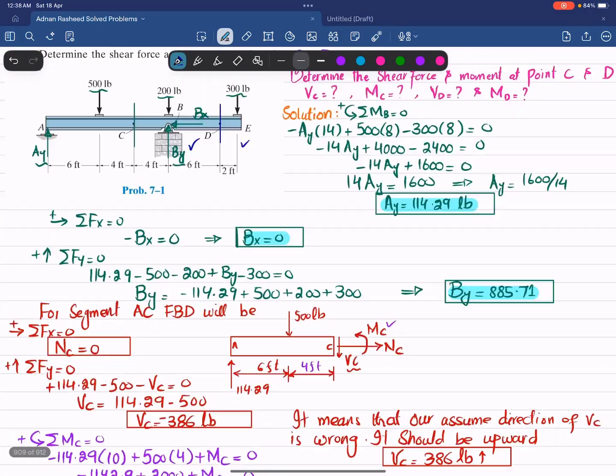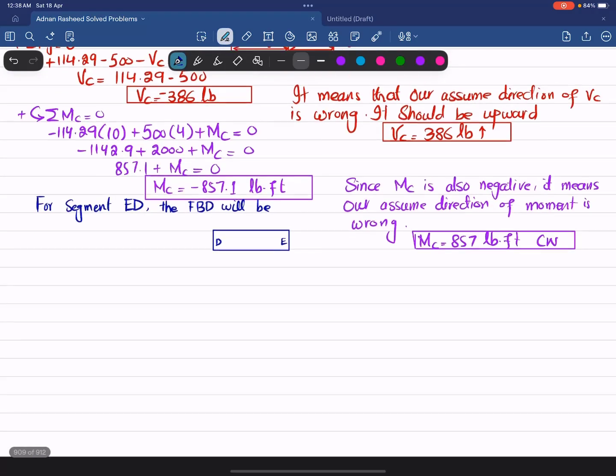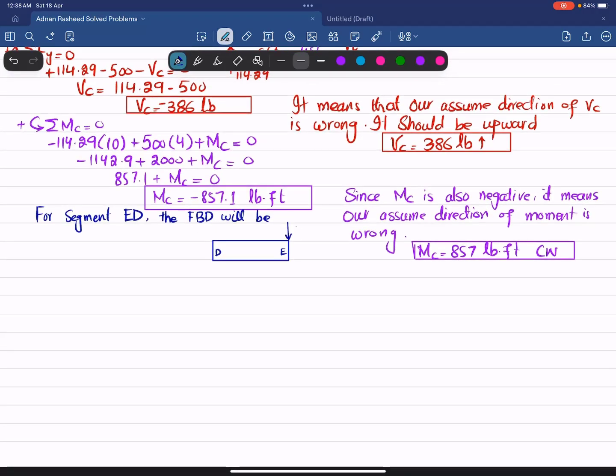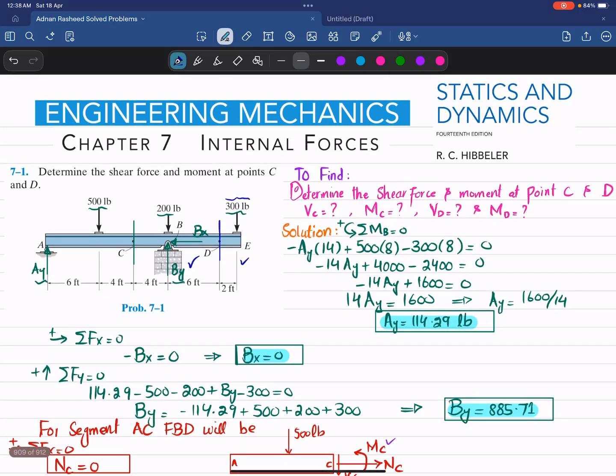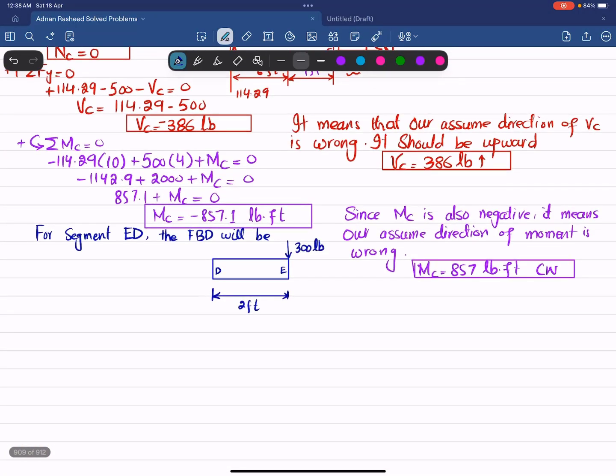At point E, you can see you have a 300-pound load, so we take it as a 300-pound load downward. The distance between D and E is 2 feet, you can check it above. When you cut this beam at section D, you will have one normal axial load acting perpendicular to this face, which we represent as ND. You will have a shear force on this face, VD, which we take upward, and a moment MD that will be taken as clockwise. This is due to convention, and later on we will check whether these are correct or not.